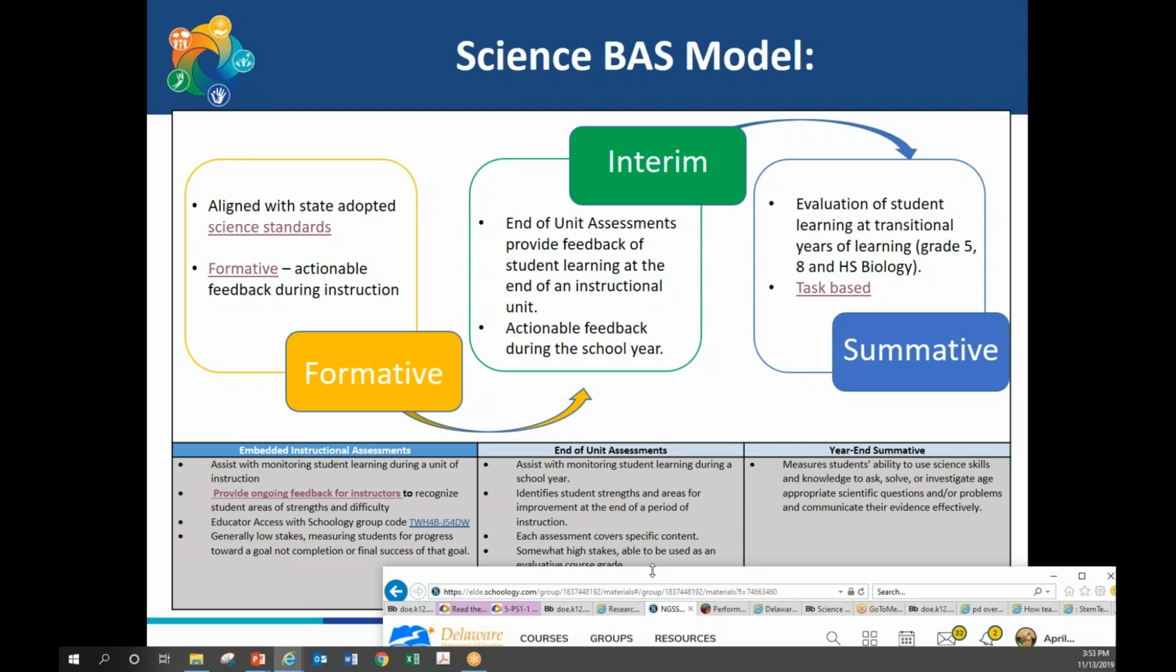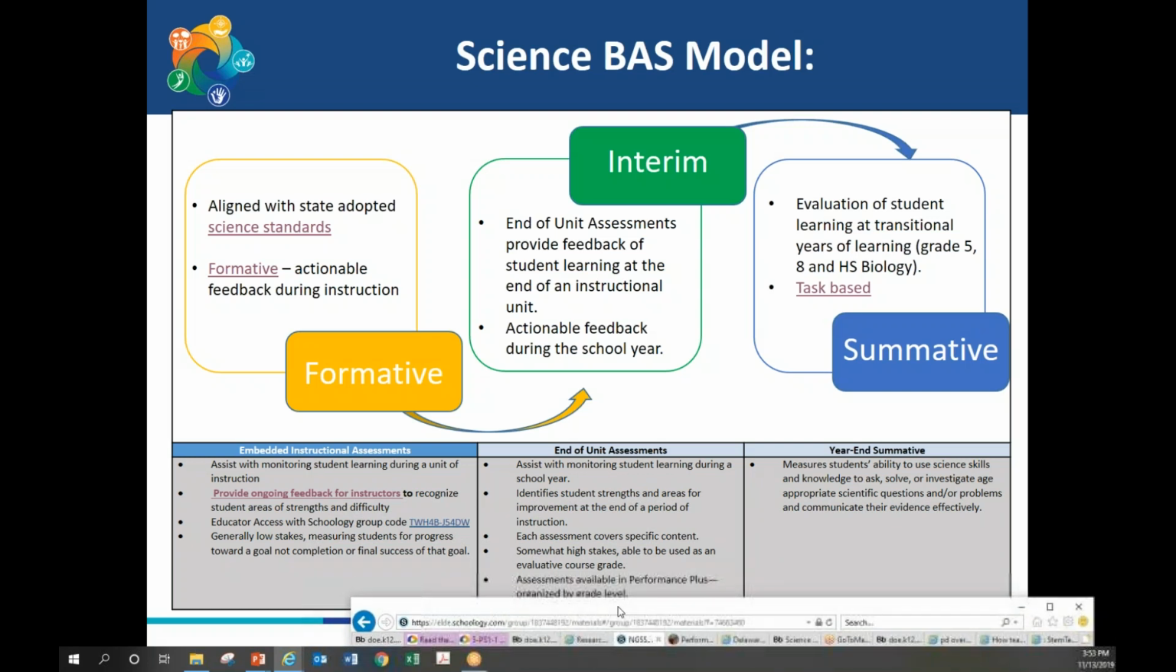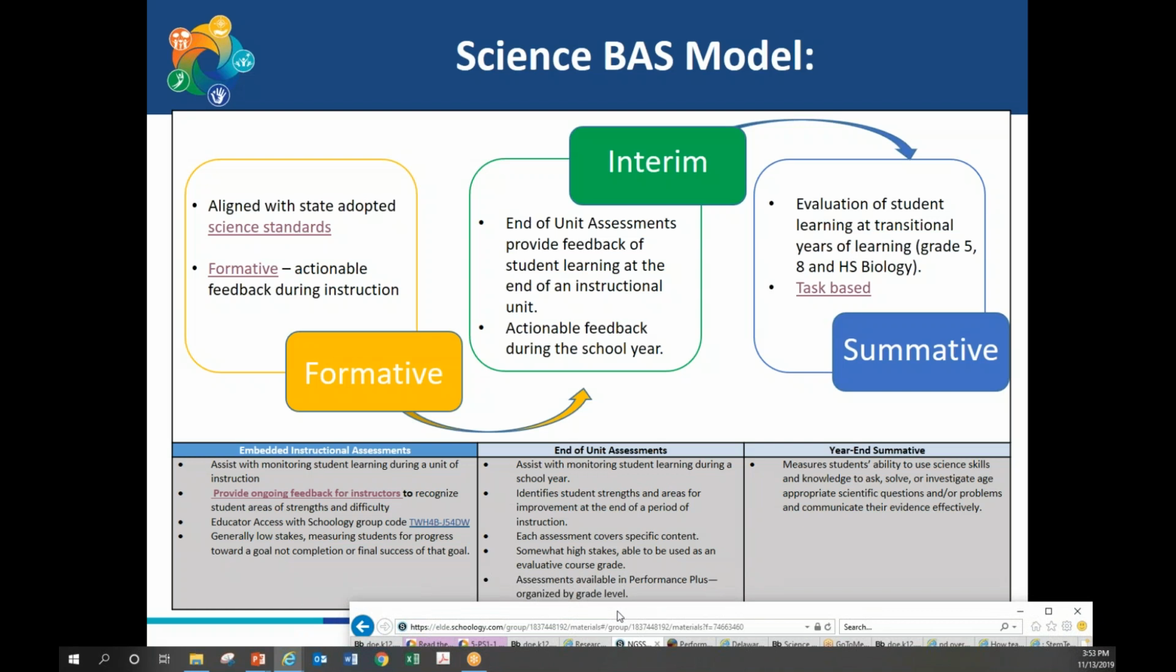And while it is somewhat high stakes in that teachers can use these as a grade in the classroom, they are still intended to be used voluntarily in the classroom with your district. They are not something to be used at the state level. We do not collect them here at the Department of Education.